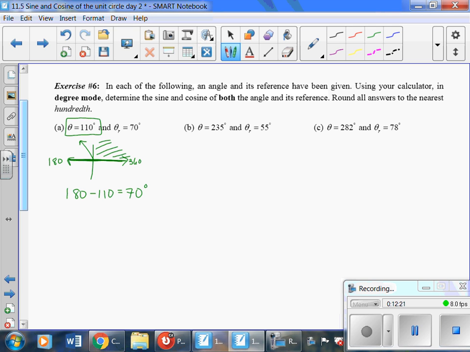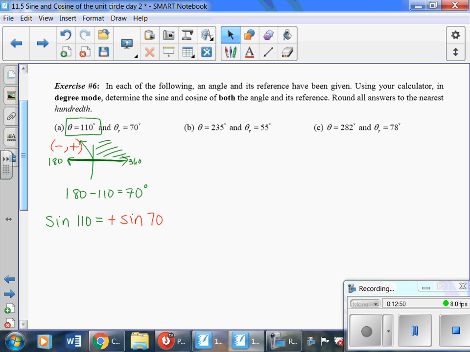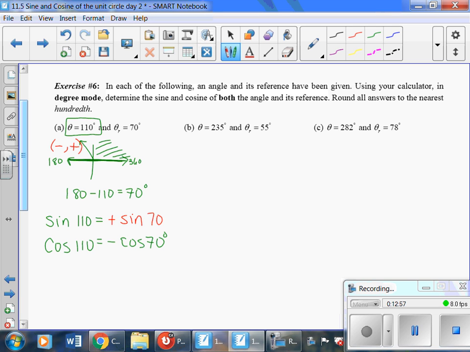Now, the next thing they're asking for is sine and cosine. So I know the sine of 110 degrees is equal to, remember, this is in the second quadrant, where the cosine is negative and the sine is positive. I always write that in. So the sine of 110 is going to equal the positive sine of 70, which is my reference angle, and the cosine of 110 is equal to the negative cosine of 70 degrees.